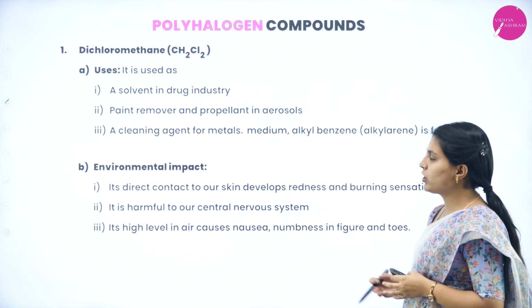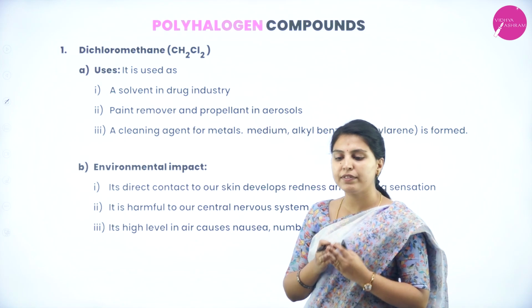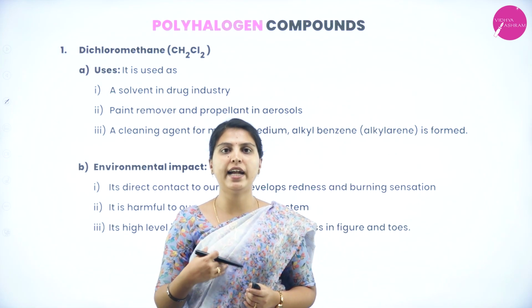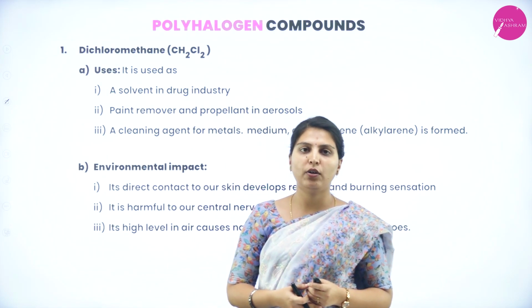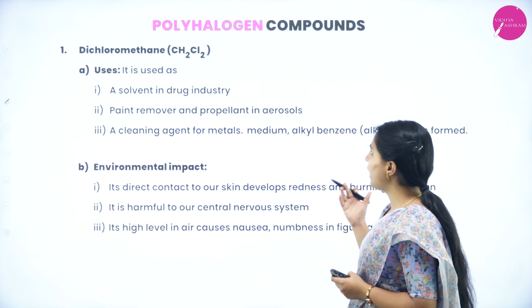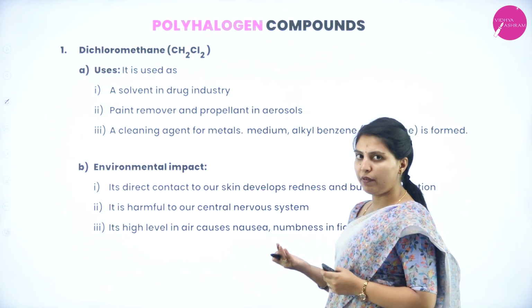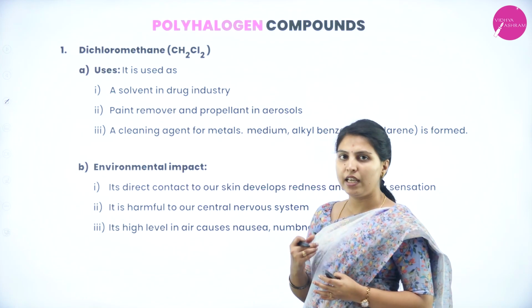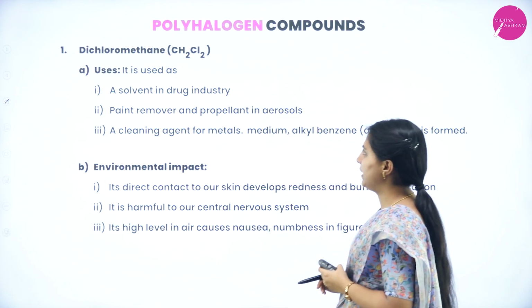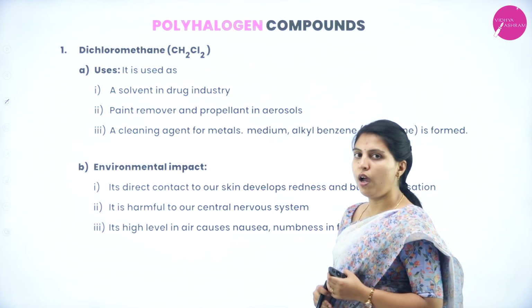Next, polyhalogen compounds. Already we have seen the preparation of haloarenes and the reactions of haloarenes. Now we will see polyhalogen compounds one by one, their uses and their environmental effects. First one, dichloromethane, CH2Cl2. How will it be used?